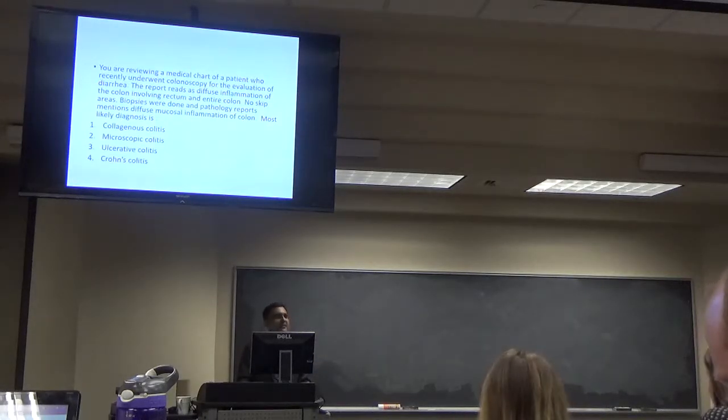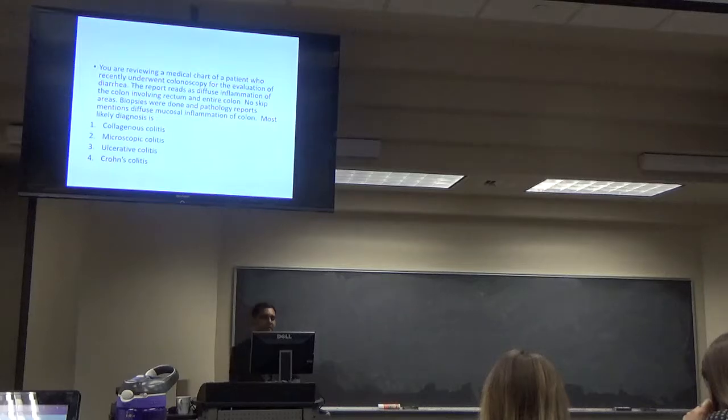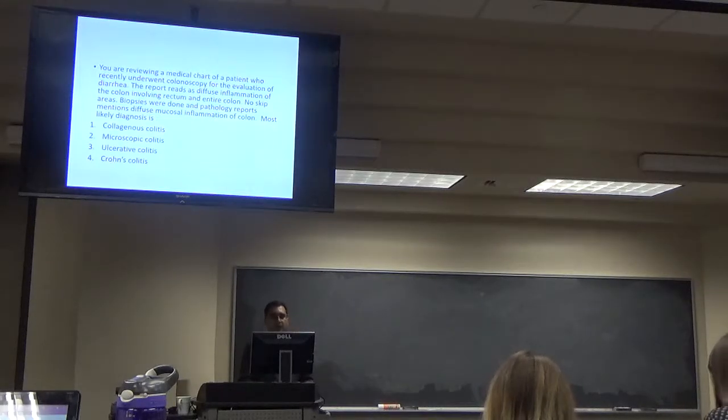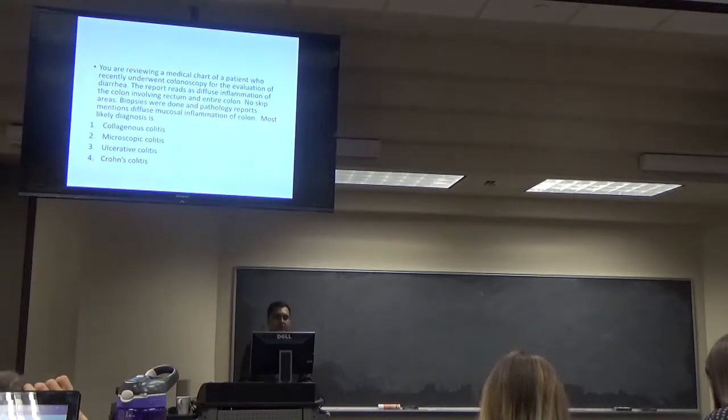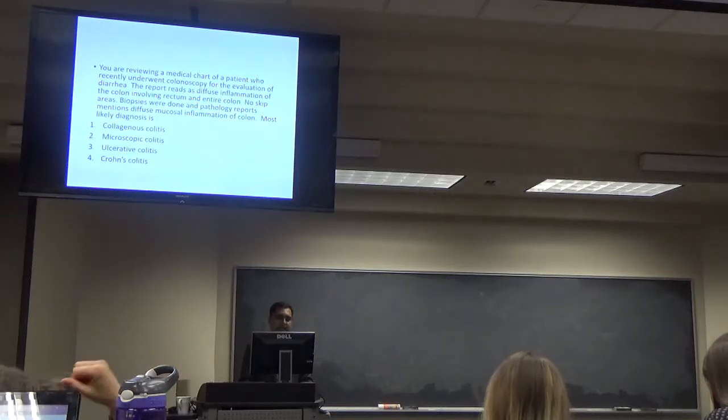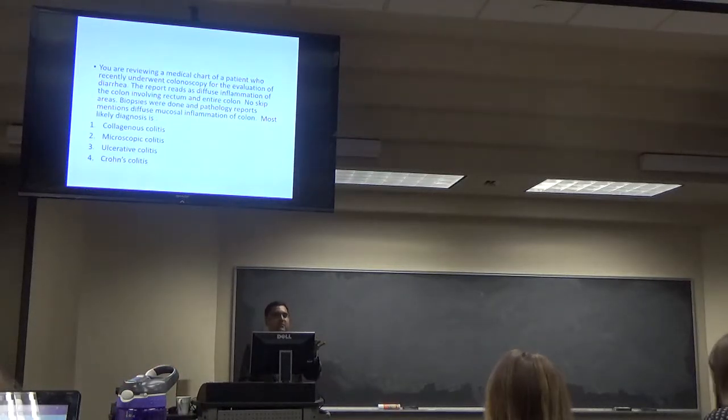So I will start with this question. You're reviewing a medical chart of a patient who recently underwent a colonoscopy for the evaluation of diarrhea. The report reads as diffuse inflammation of the colon involving rectum and entire colon. No skipped areas. Biopsies were done, and the pathology report mentions diffuse mucosal inflammation of the colon. So the most likely diagnosis is, do you have these slides with you also?